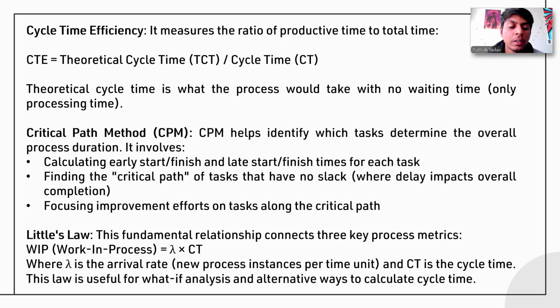along the critical path. Little's law. The fundamental relationship connects three key process metrics. One of them being work in process, which is equal to lambda times cycle time, where lambda is the arrival rate. That is the number of new process instances per unit time, and cycle time is CT, of course. This law is useful for what-if analysis and alternate ways to calculate cycle time.